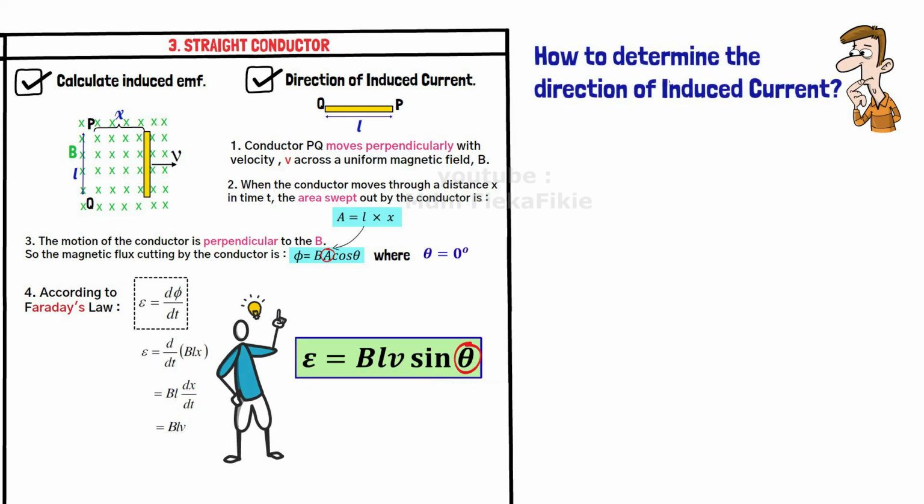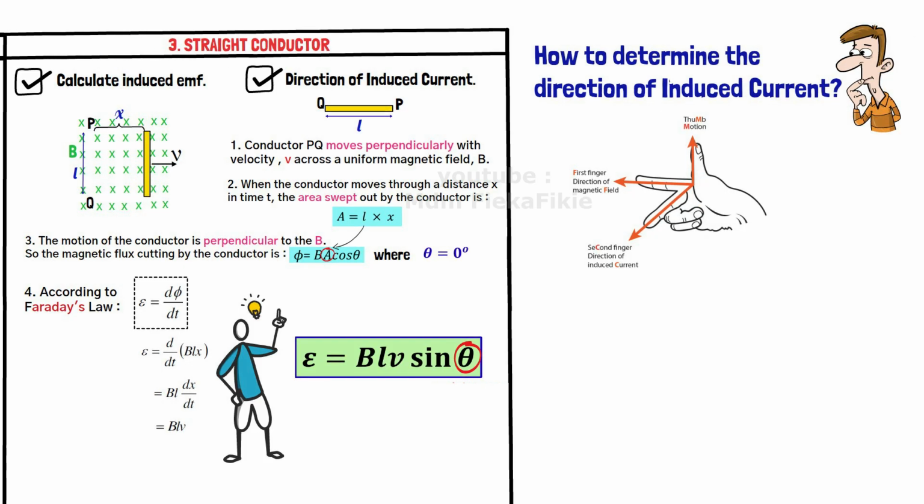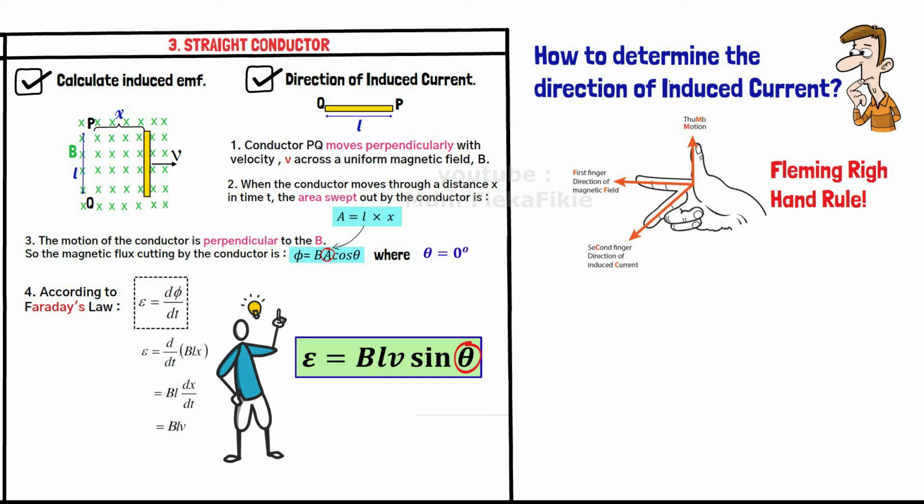Okay? So, now let's move to the next part. How to determine the direction of induced current. Macam mana ya nak tentukan direction of induced current? Kali ini kita akan guna Fleming's right hand rule in order to determine the direction of induced current in a straight conductor case. So now let's take out your right hand. So your thumb should be pointing upward and your index finger should be 90 degrees to your thumb, and make sure your middle finger or your second finger is 90 degrees to your index finger ataupun first finger.